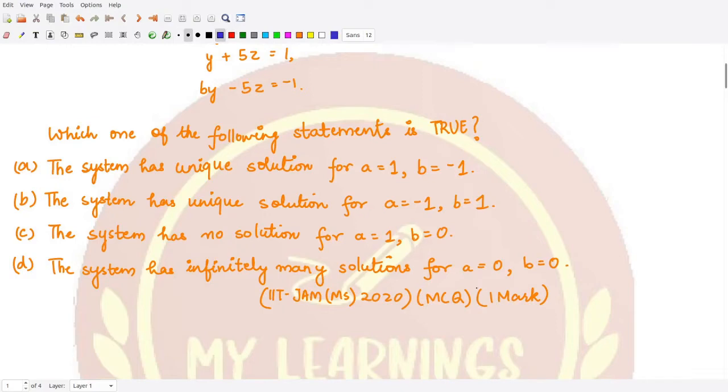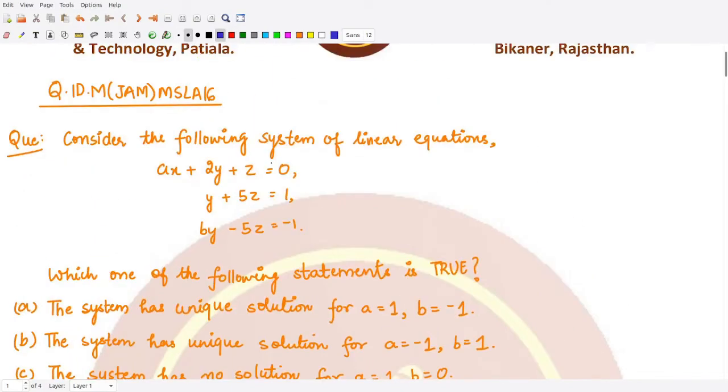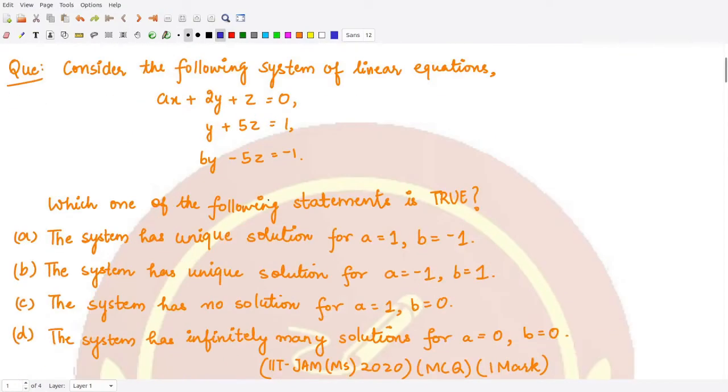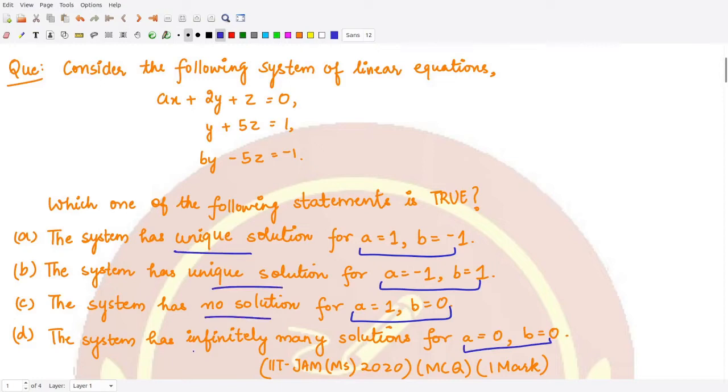So here in this question, they are saying if you are given a system of linear equations, then which of the following statements is true? Whenever we have these particular values of A and B for 4 different given options, it would have either a unique solution, no solution, or infinitely many solutions. So which among these is correct? Obviously this is an MCQ question, so only one option is going to be correct.